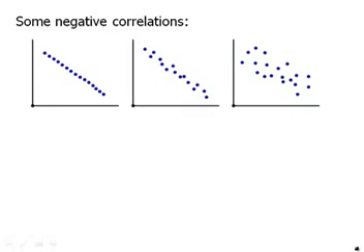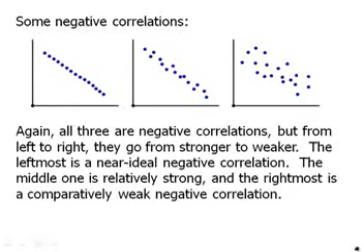Here are some negative correlations. Same thing. Near perfect on the left, very strong in the middle, hugging the straight line, and then much more variability on the right, a much weaker correlation on the right.